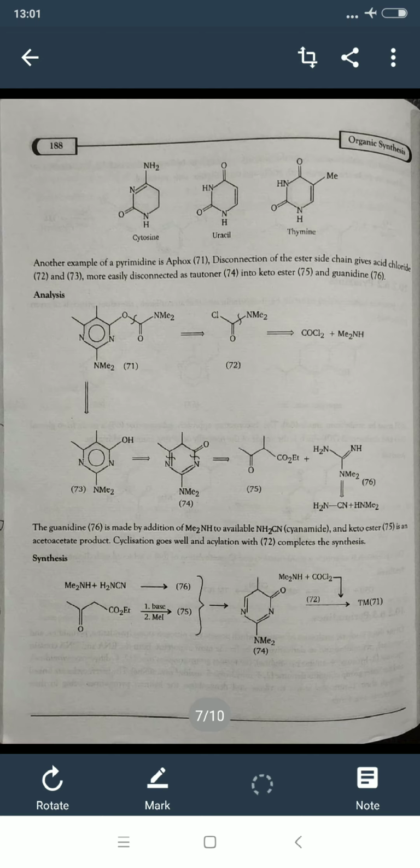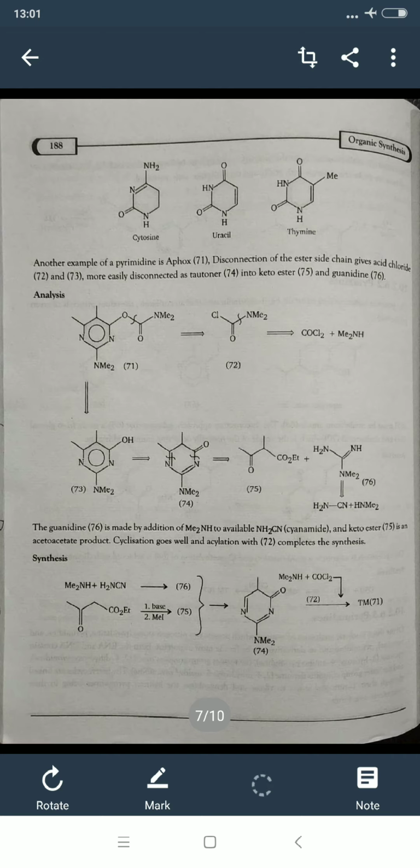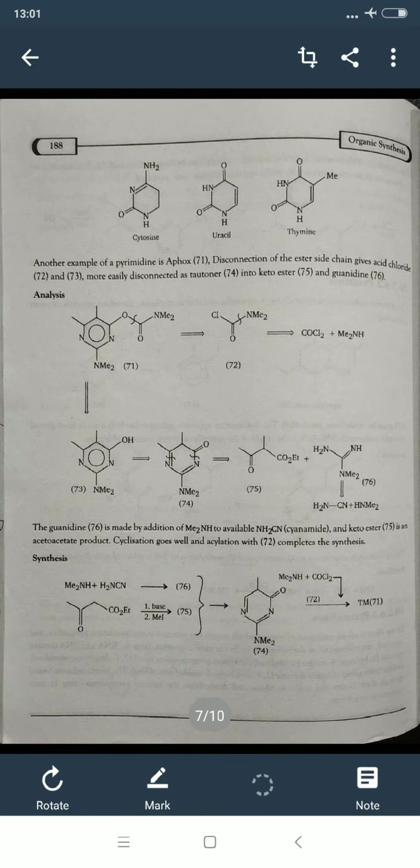Now we can see in the synthesis that dimethylamine is combining with the cyanamide, giving 76, this guanidine, and acetoacetic ester in presence of base and methyl iodide gives 75. This 75 and 76 combine and give 74. This 74 is converted into the target molecule 71 by the addition of dimethylamine and carbonyl chloride.